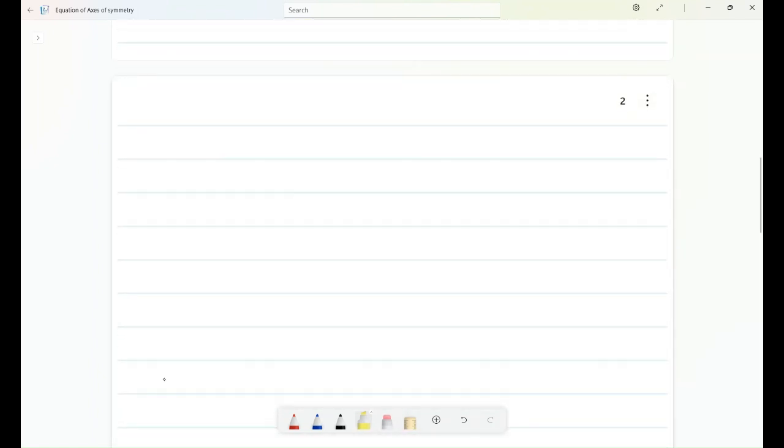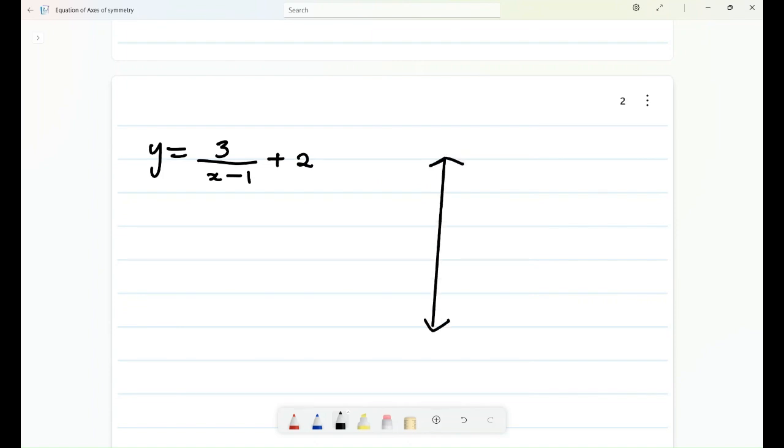Let's come to this page. Let's say now we have this equation: y is equal to 3 divided by x minus 1, plus 2. And maybe our graph is like this. Maybe you're given that graph, or you're required to draw it, whatever the case.